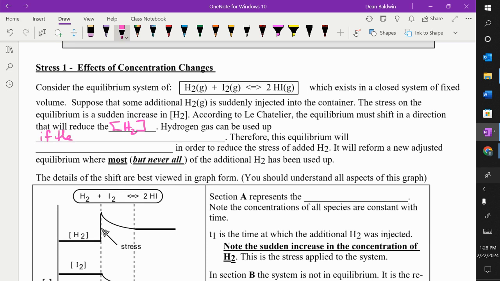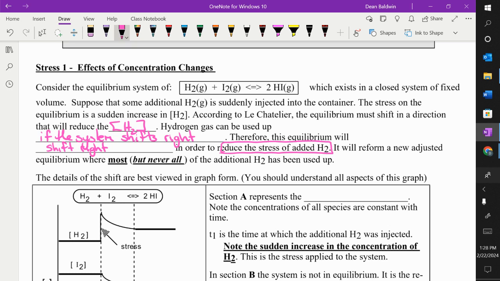If the system shifts right, or towards the products, to HI. So another way to say this is the equilibrium shifts to the right in order to reduce the stress of H2 added. So the shift right part stays the same, but we're just saying it's doing that to reduce the stress of the added H2.